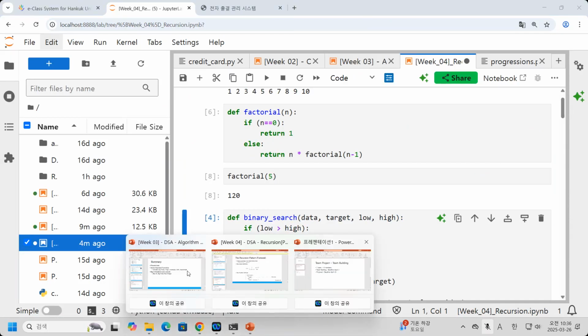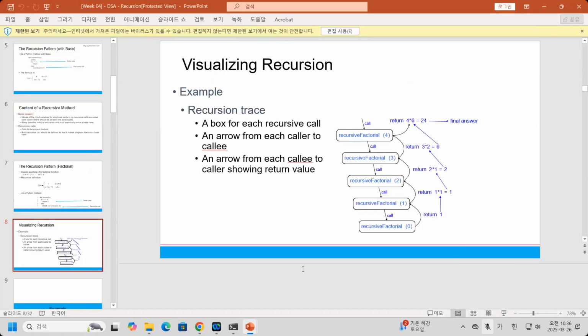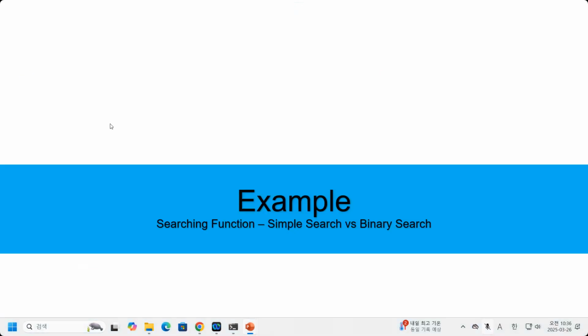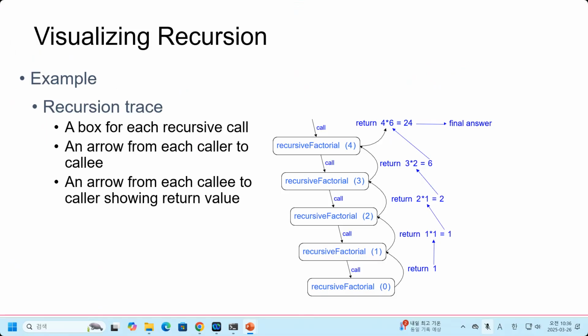So the idea of this recursion is, if I have a number, each box represents the recursive call. An arrow goes from each caller to the callee, and an arrow from each callee back to the caller showing the return value.